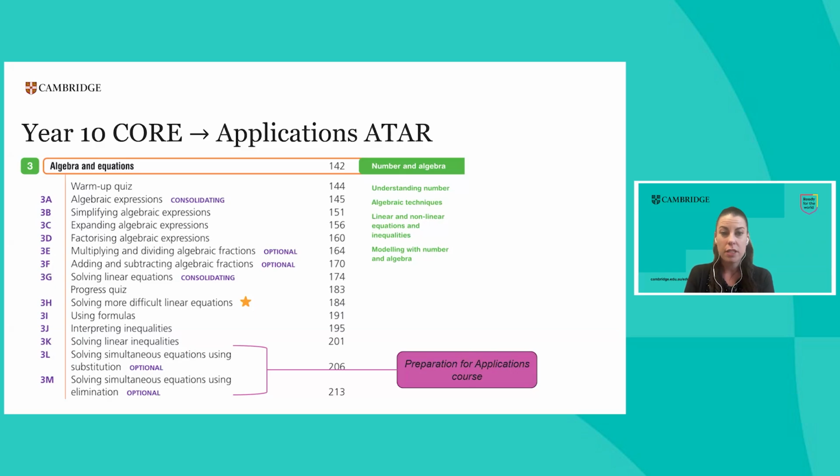For example, solving simultaneous equations algebraically is now optional content in Year 10. It's included in the Year 10 core series for those students who are intending to study applications, so they can be exposed to these skills before they reach Year 11.